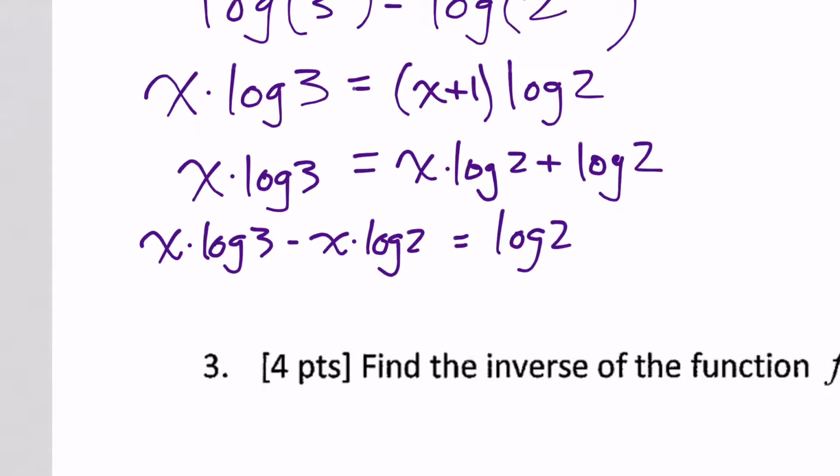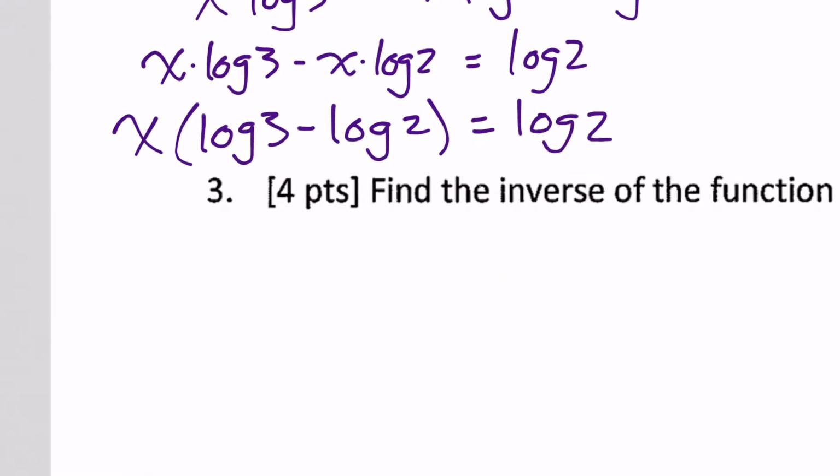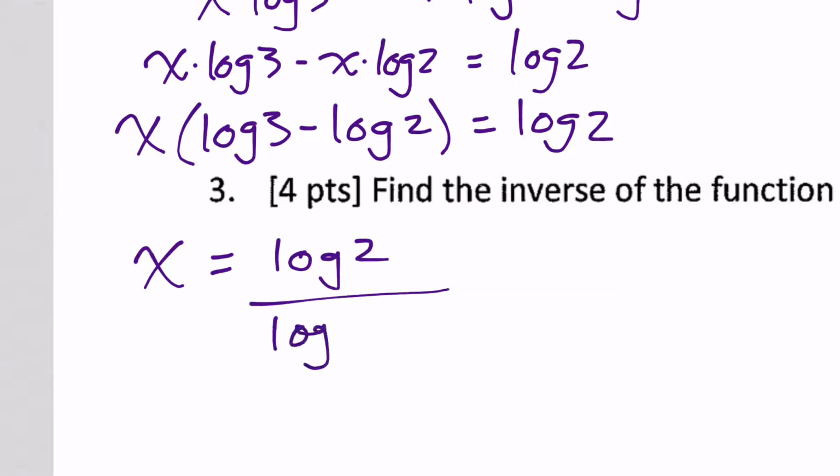Now, I have two terms on the left, x log 3, and I have x log 2. Both those terms have a factor of x in common, so we will pull that factor of x out to get x times the quantity, log of 3, minus log of 2. And that still equals log of 2. I'm going to work down still. I have x times a quantity. I want x by itself, so I need to divide. So x will equal the log of 2 divided by the log of 3 minus the log of 2.